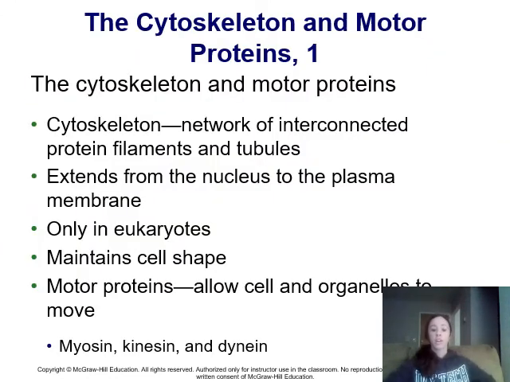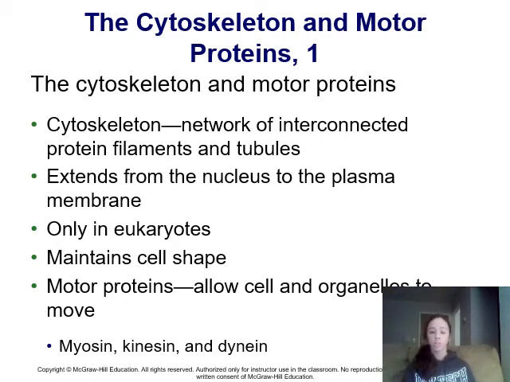And then we'll move on to the cytoskeleton. You guys could think of the cytoskeleton as the muscles and the bones found within humans, as they create a lot of structural support and even allow for some movement within the cell. The cytoskeleton is a network of interconnected protein filaments and tubules, and these will extend from the nucleus to the plasma membrane.